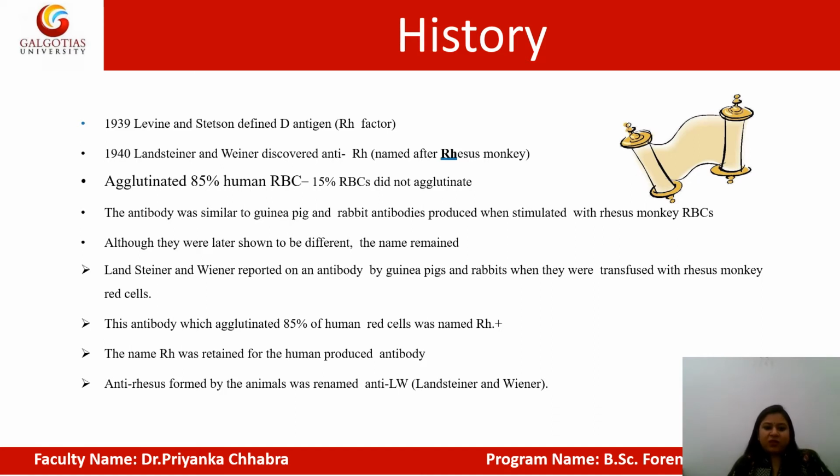Landsteiner and Wiener reported on an antibody made by rabbits that had been transfused with rhesus monkey red cells. This antibody, which agglutinated 85% of human red cells, identified them as Rh positive, whereas the others, which do not show any reaction, are known as Rh negative. So the anti-rhesus formed by the animals was named anti-Rh by Landsteiner and Wiener.